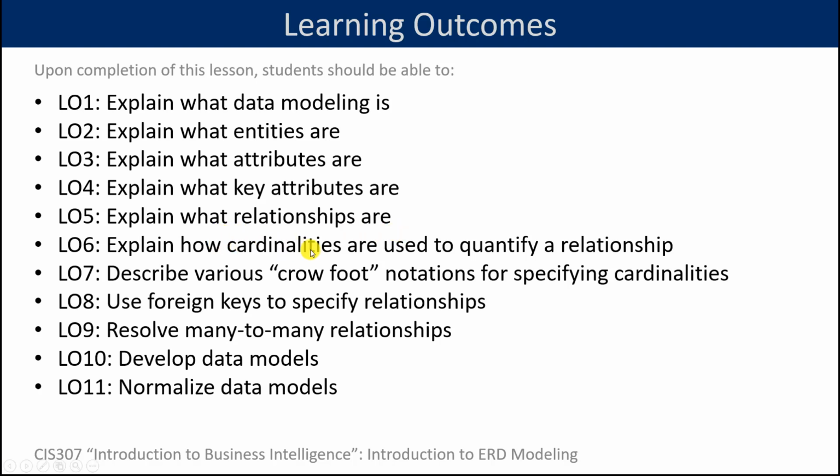Also, you should have a good grasp on the concept of cardinalities. This is something that is used to quantify a relationship in terms of minimum and maximum number of links that a particular instance of an entity can have with instances in another entity. You should also have a very solid understanding of the Crowfoot Notation. This is the notation that we'll be using for creating our own ERD diagrams, and those notations refer to how cardinalities are depicted on relationship lines.